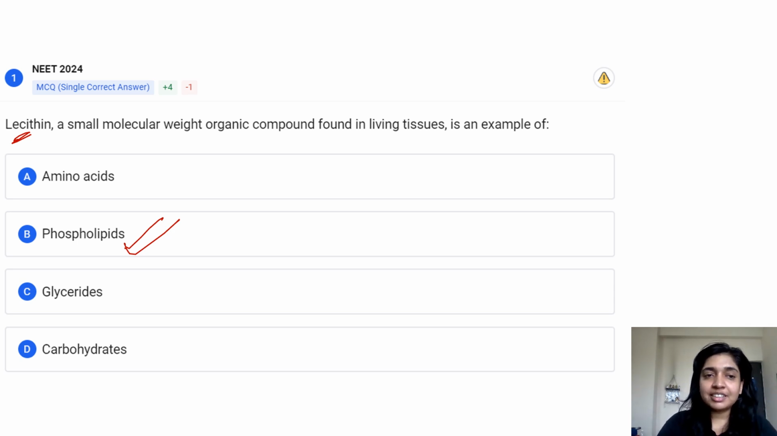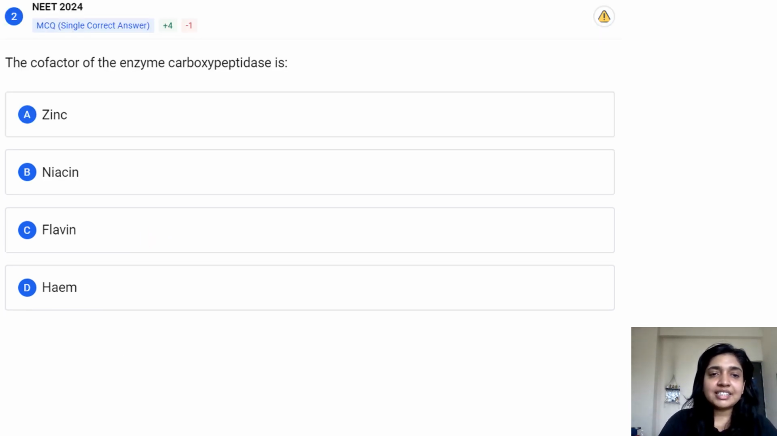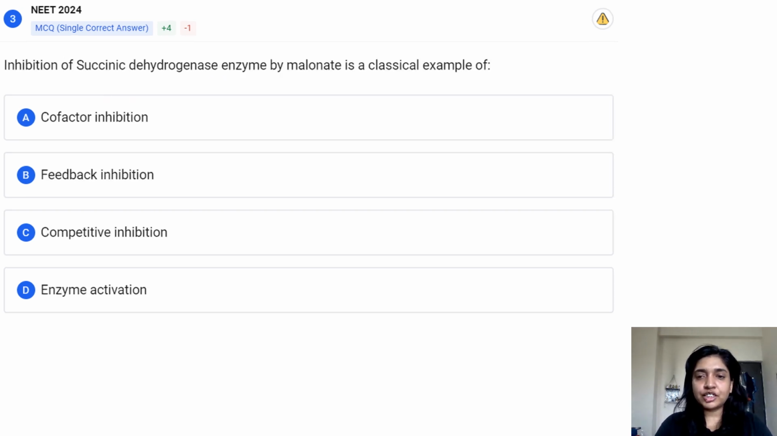Let's move on. The cofactor for the enzyme carboxypeptidase is... again, if you have seen the video, you would know that in the part where we discuss enzymes, when discussing apoenzyme plus different cofactors, this particular statement is written: the cofactor for enzyme carboxypeptidase is zinc. All right. Let's move ahead.